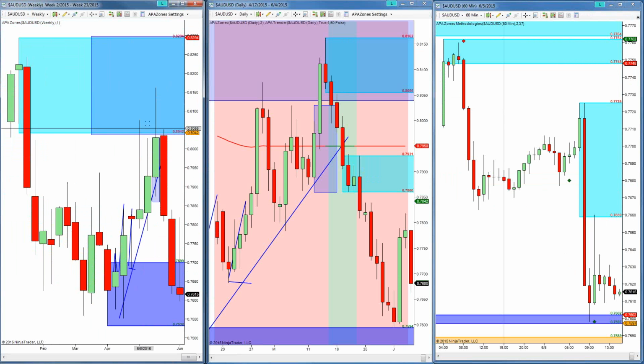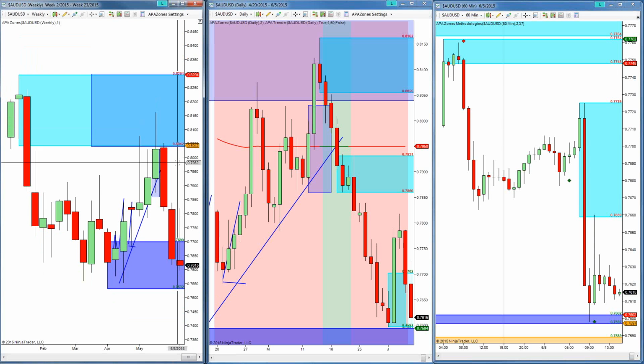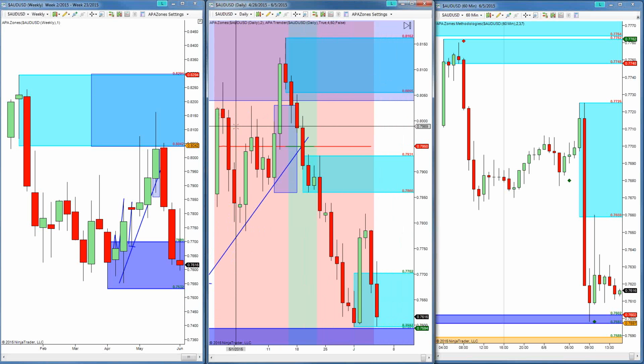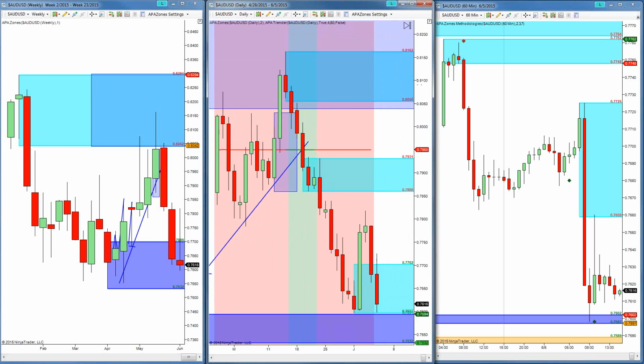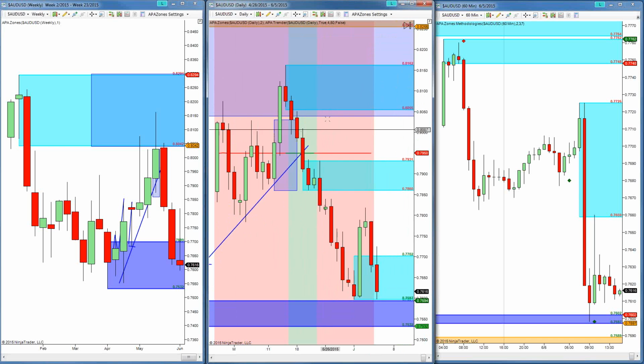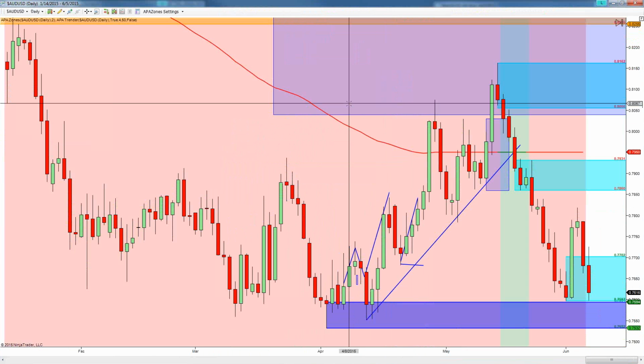Same kind of thing happening here on the Aussie dollar. We've retested a high weekly zone, and now we are coming down. Okay. And over here on the daily, which is, again, where I draw context from, we can see how the weekly zone kind of overlaps a couple of the daily zones as well.